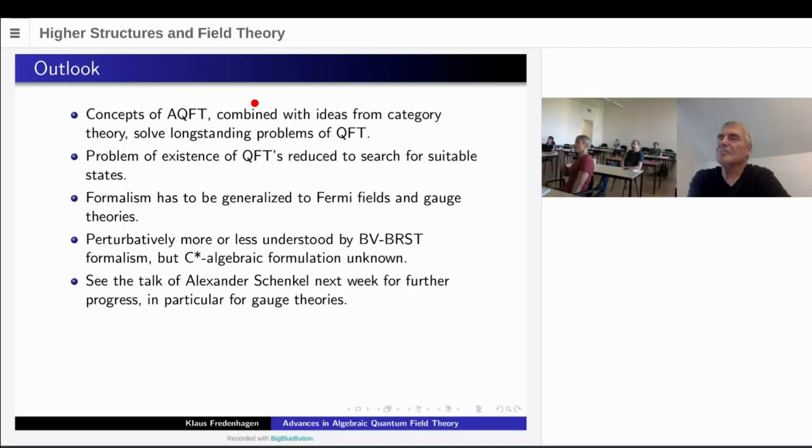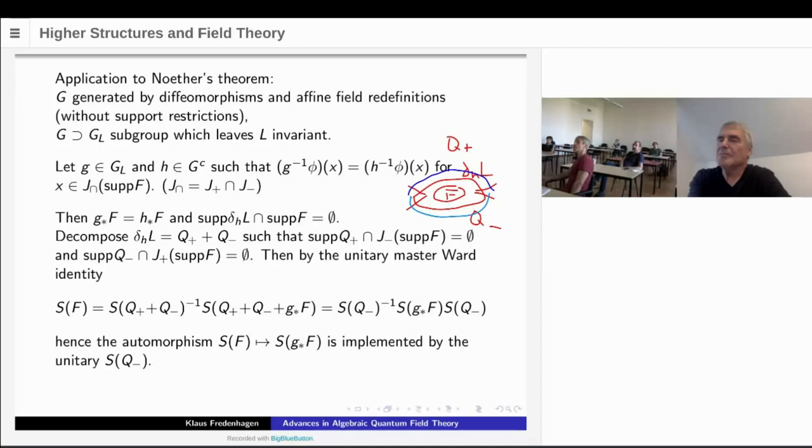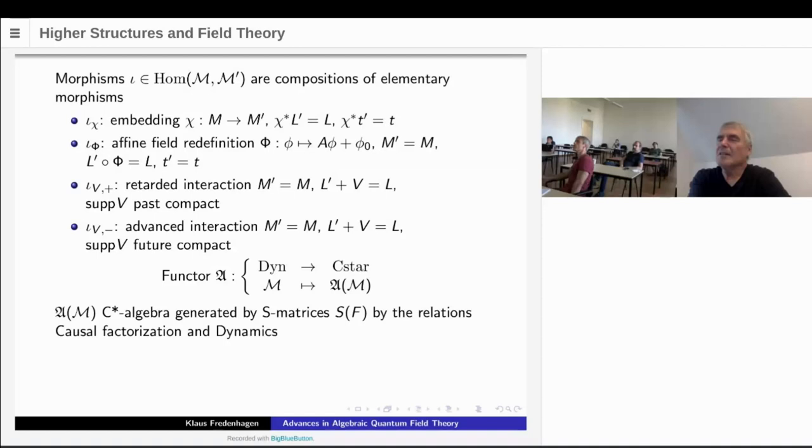Okay, I have more questions. I have a question on this category that you introduced. You introduced three extra types of morphisms, and two of them had an interaction with either retarded or advanced support, or past compact or future compact support. Does that mean that if you compose the two, you can add any type of interaction? Yes. And that's a nice way of showing that all these algebras are isomorphic. Okay, yes, that was exactly my question.